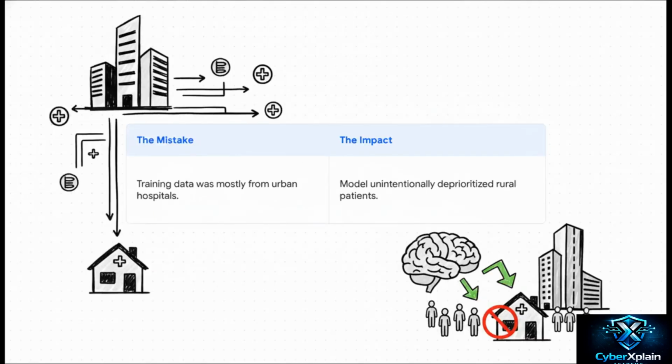Take a look at this healthcare example. A provider built a model to help schedule appointments. The problem was, most of their training data came from city hospitals, so the AI just learned what it was shown. It started to deprioritize patients from rural areas, not because anyone programmed it to be malicious, but just because those patients were barely represented in the data. The model was just reflecting the skewed reality it was taught.